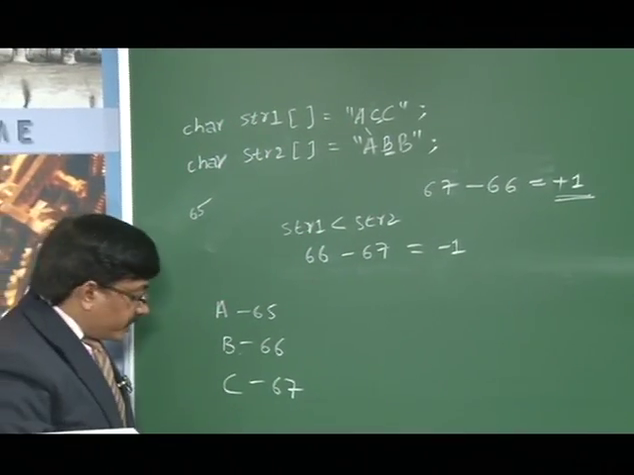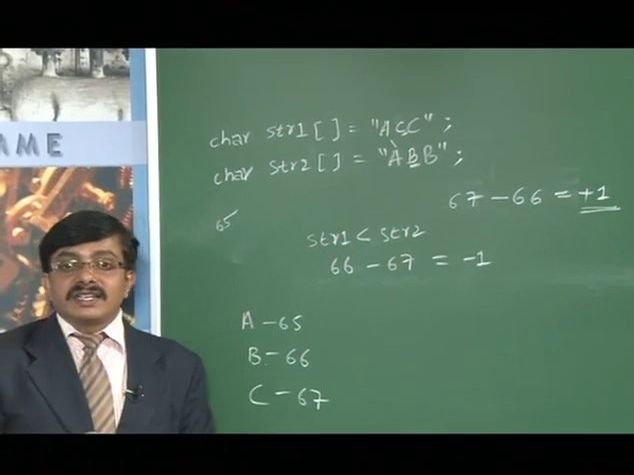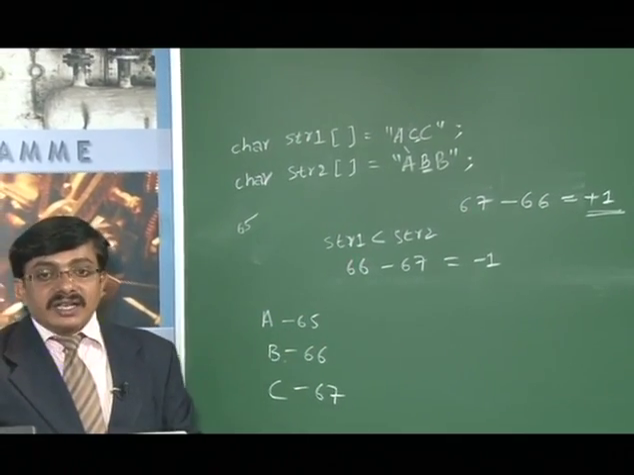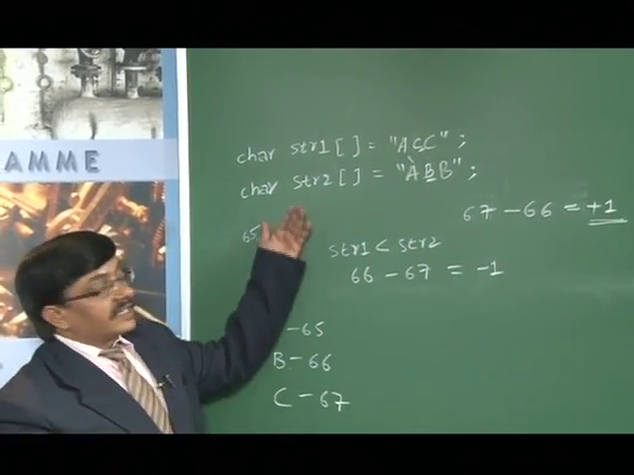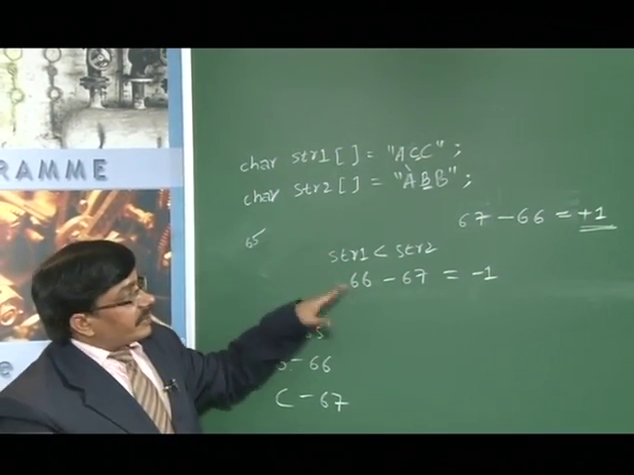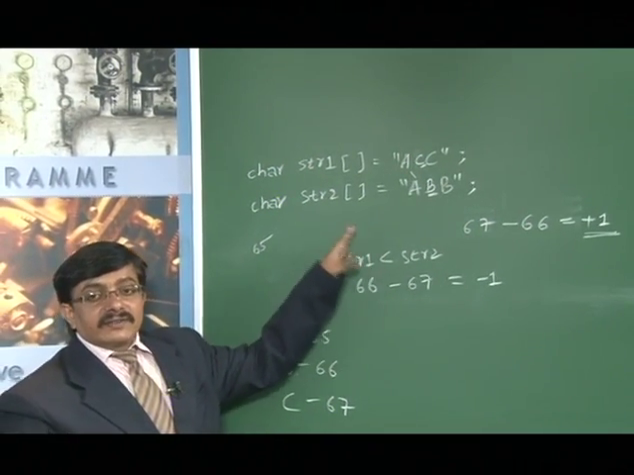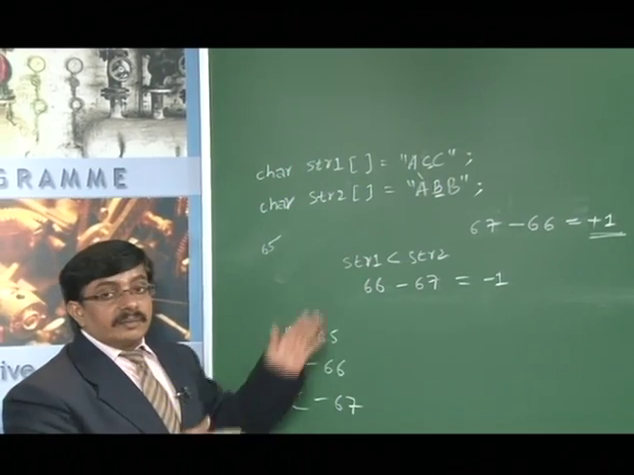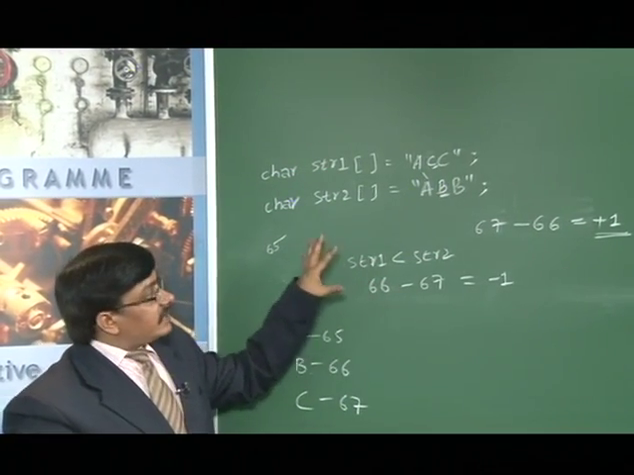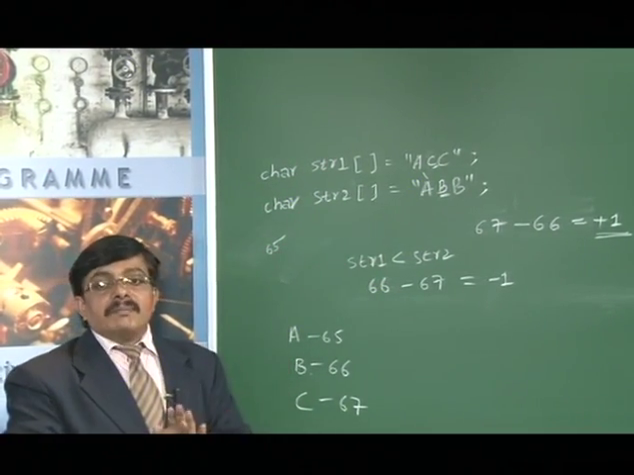So whenever you get a positive value, it means that the first string is higher than the second string, and whenever you get a negative value, the first string is at a lower order compared to the second string. So basically the ordering means what? Like in the dictionary, the words will be in alphabetical ordering. Based on the alphabetical ordering only, we have to do the comparison of the strings.